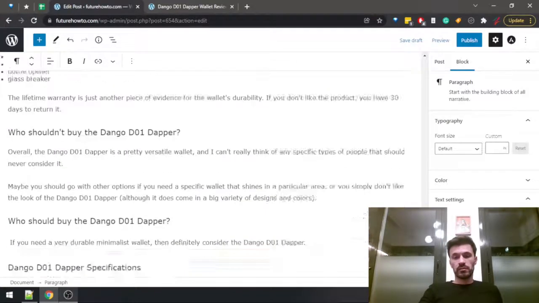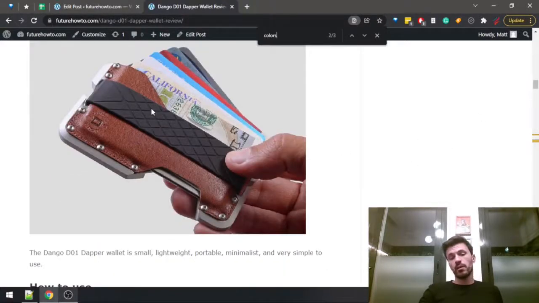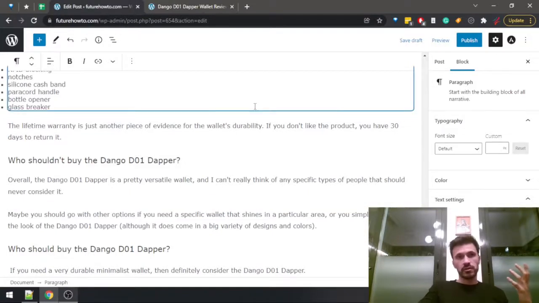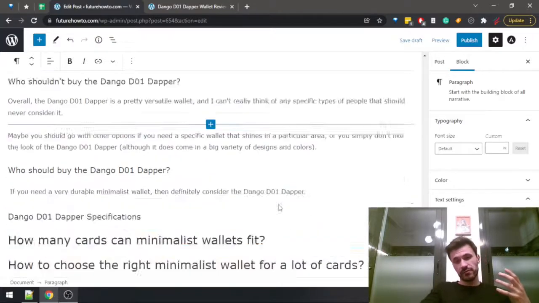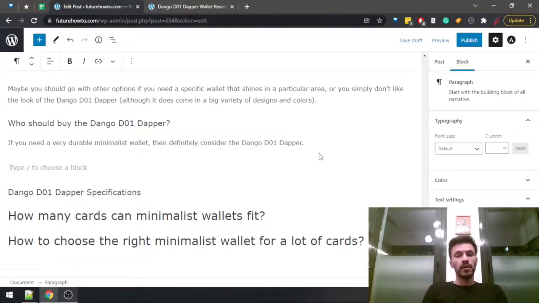Like this wallet, it will be pretty durable, but I guess it won't be as tough as an aluminum wallet. Maybe the aluminum wallet will get scratched easier, or maybe the Dango will. Maybe the leather will start to smell or something like that. But overall, the general idea of a Dango wallet is that it's really durable. It does have a lifetime warranty, so I think that's good enough for here.